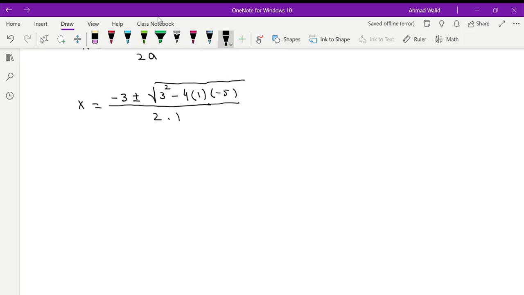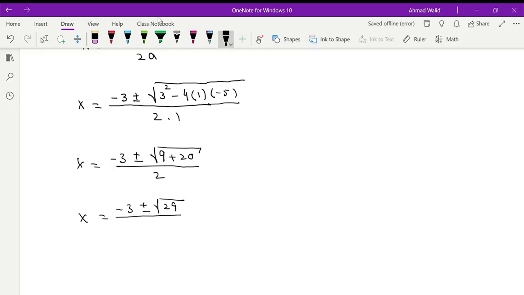Simplify. X equals negative 3 plus minus the square root of 3 squared gives you 9. Negative 4 times 1 times negative 5 gives you positive 20. Over what? Over 2. Just add these two numbers. X equals negative 3 plus minus square root of 29 over 2. Final answer, 2 roots of the equation.